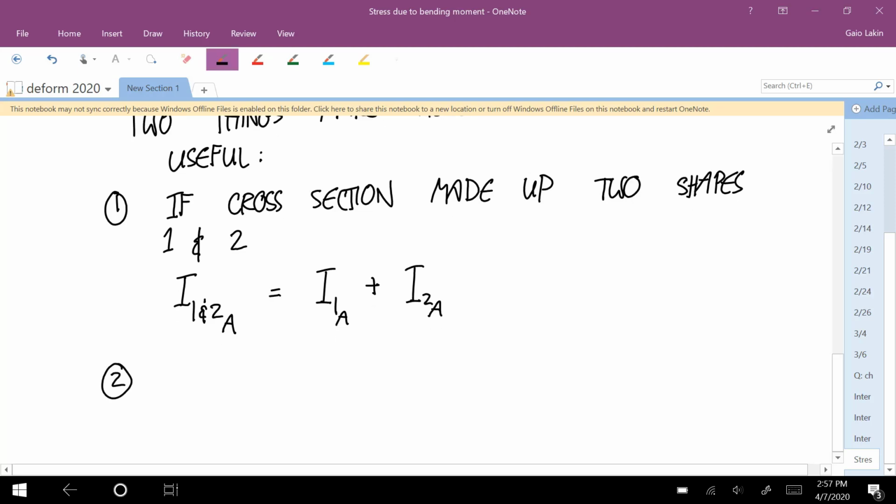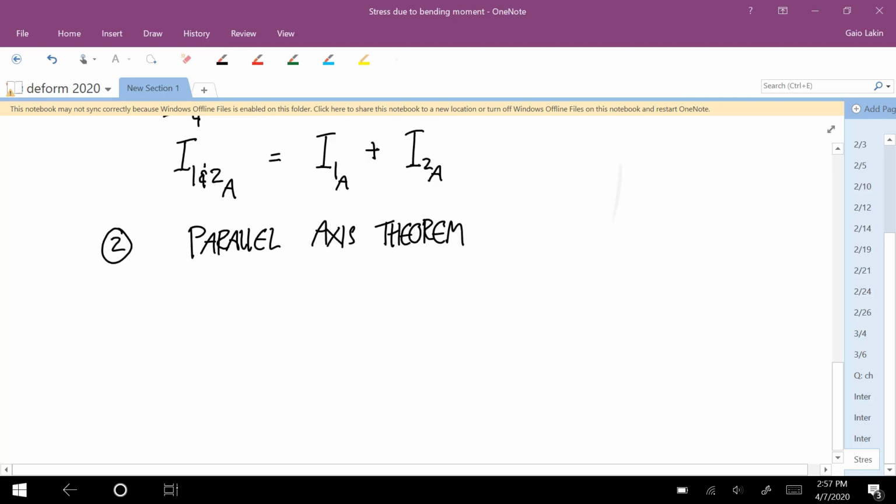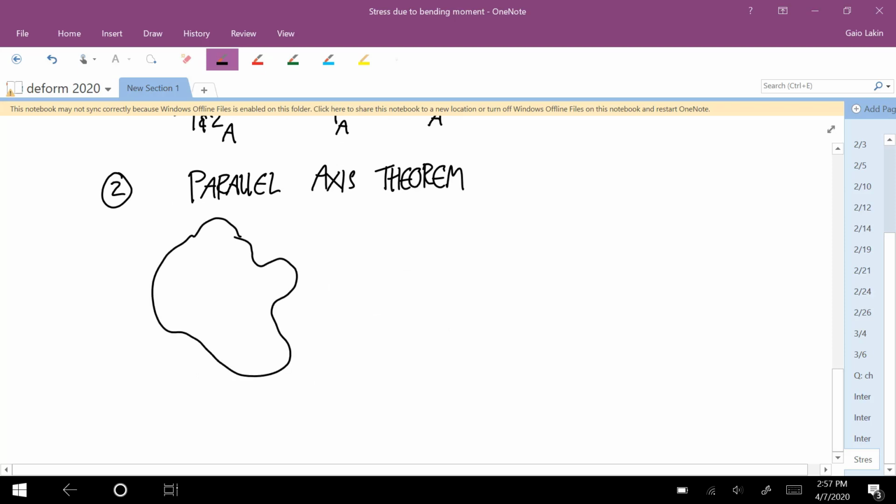So notice that this first useful thing, this ability to sum moments of inertia, really would not be useful in hardly any cases at all if we didn't have the ability to adjust where the axis was for the centroid. This is called the parallel axis theorem. And what it says is, if this is your cross section, you can calculate an area moment of inertia for a crazy shape like this. It wouldn't be applicable for our stress calculation, but I'm just trying to show the general idea of this parallel axis theorem.